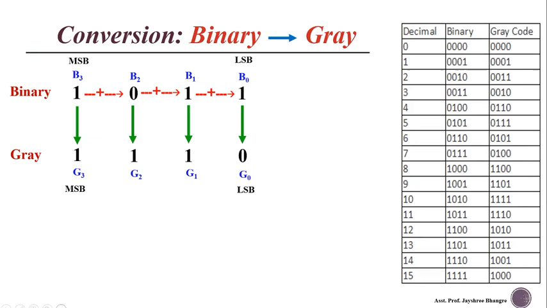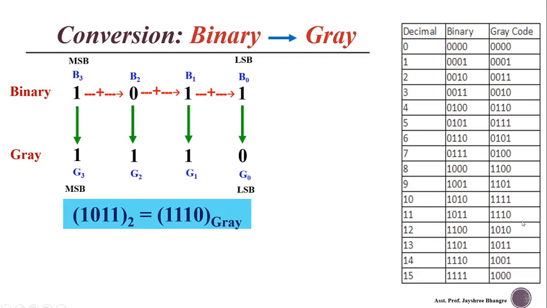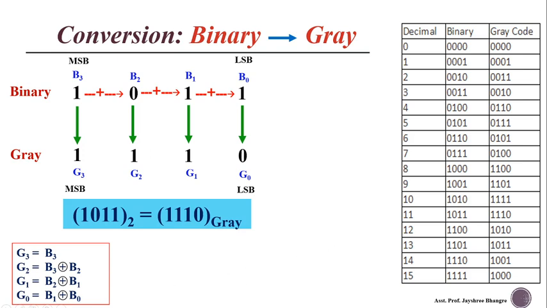So here is the table. Let's check the binary number 1011. This is 1011, and its equivalent gray is 1110. If we summarize the operation of binary to gray, G3 equals B3, G2 can be found using the XOR operation on B3 and B2, G1 is equal to B2 XOR B1, and G0 can be found by performing the XOR operation on B1 and B0.